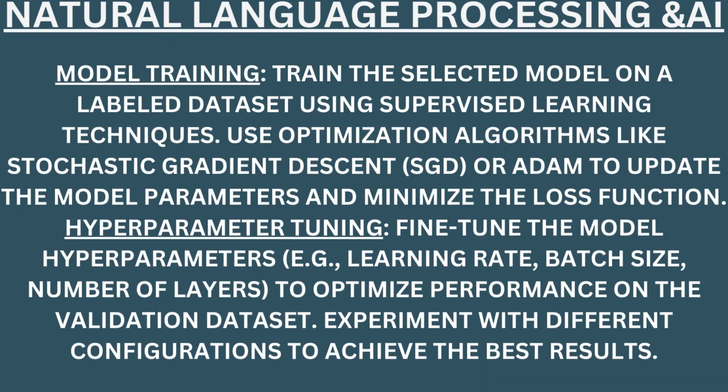Model training. Train the selected model on a labeled dataset using supervised learning techniques. Use optimization algorithms like stochastic gradient descent (SGD) or ADAM to update the model parameters and minimize the loss function. Hyperparameter tuning. Fine-tune the model hyperparameters, that is learning rate, batch size, number of layers, to optimize performance on the validation dataset. Experiment with different configurations to achieve the best results.